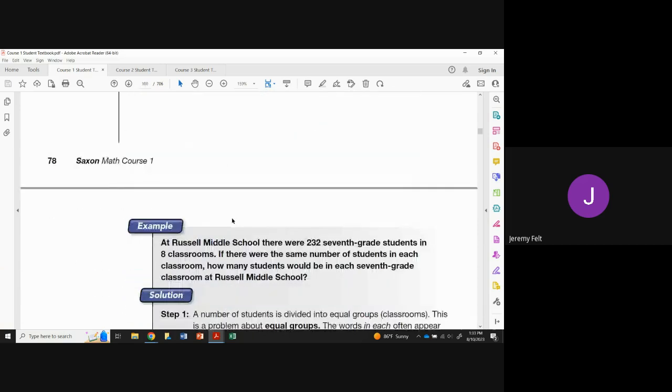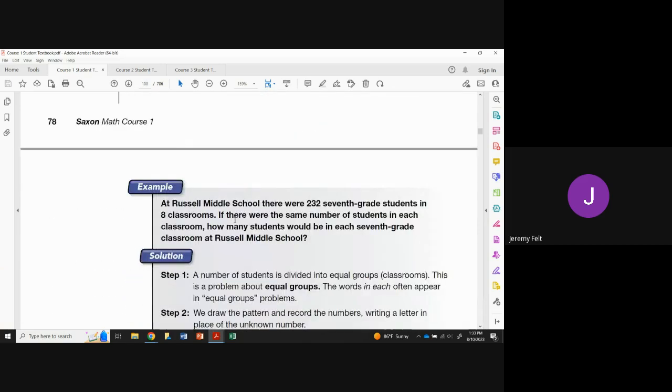Okay, the example here says at Russell Middle School, there were 232 7th grade students in 8 classrooms. If there were the same number of students in each classroom, how many students would be in each 7th grade classroom? Okay, so we know the total number of students.